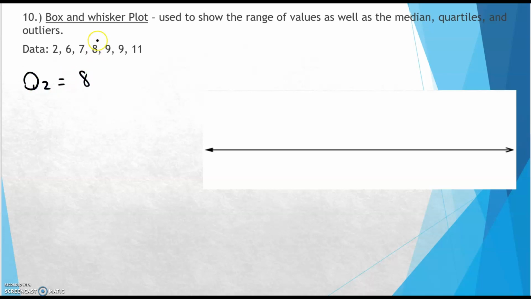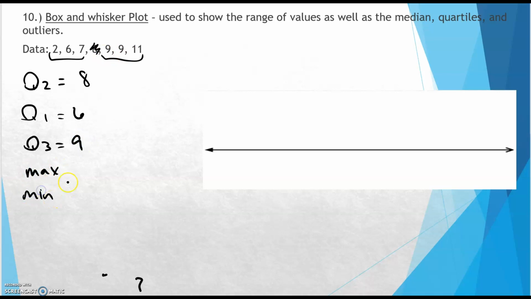Okay, and then we kind of scratch this one out, and we'll look at this side for Q1 and this side for Q3. So Q1, the middle of 3, that's going to be 6. Q3, the middle over here, that would be 9. Then we also need 2 more things. We need a max, and we need a min. Well, the max is 11. The minimum is 2.